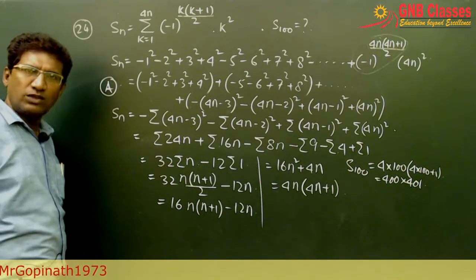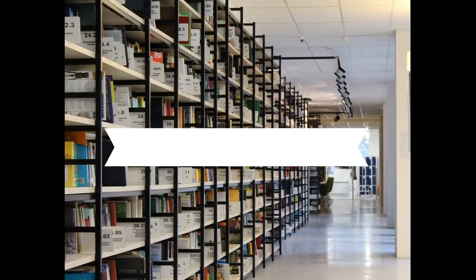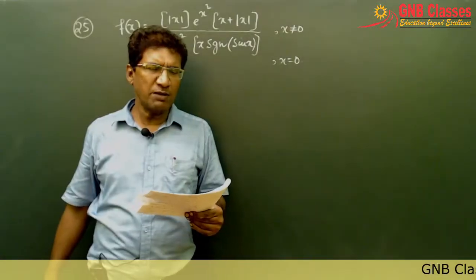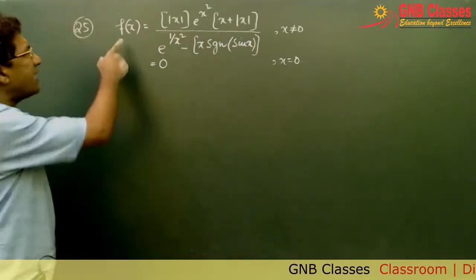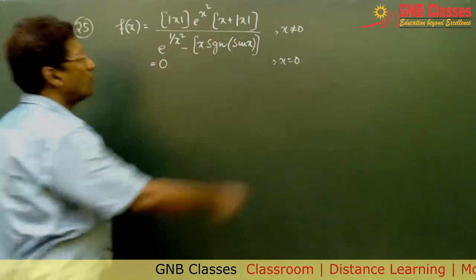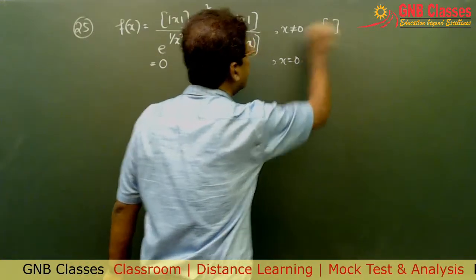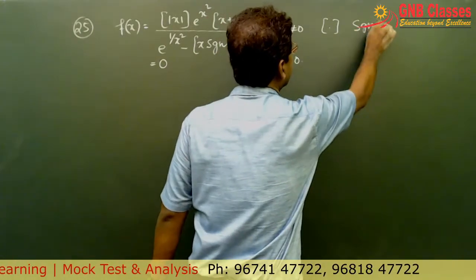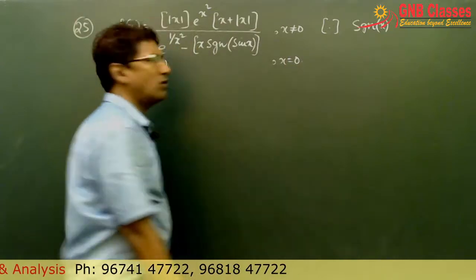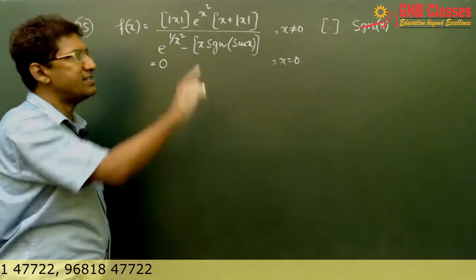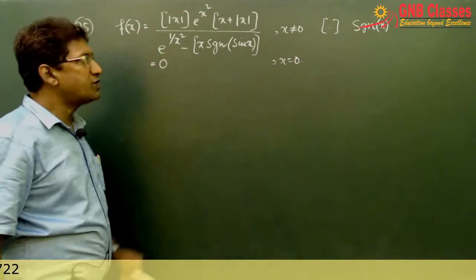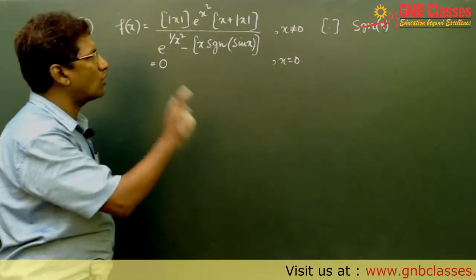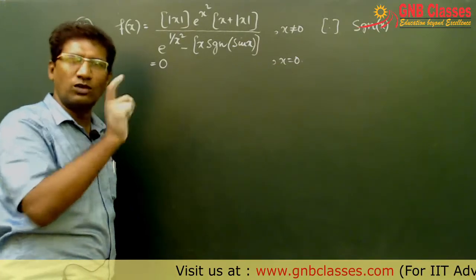Have you understood this problem clearly? In question number 25, we have been told that f(x) is this, where this one is the greatest integer function, and we have Sgn x. Sgn x is nothing but your signum function. We have to check whether the function is continuous or not at the point x equals 0.